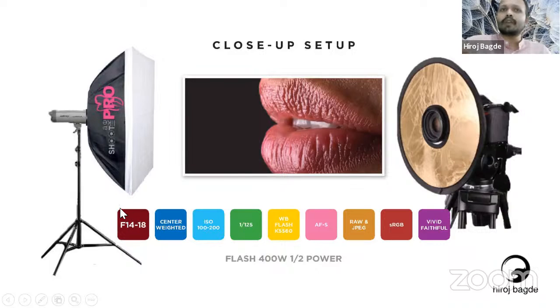These three settings, only the f number is going to change, but 1 by 125 and ISO both are going to remain the same. Center weighted metering, again all the things will be remaining the same apart from the change in the f-stop number. So it is very easy for us just to manipulate the f-stop number and we'll get a good lighting system for closed.